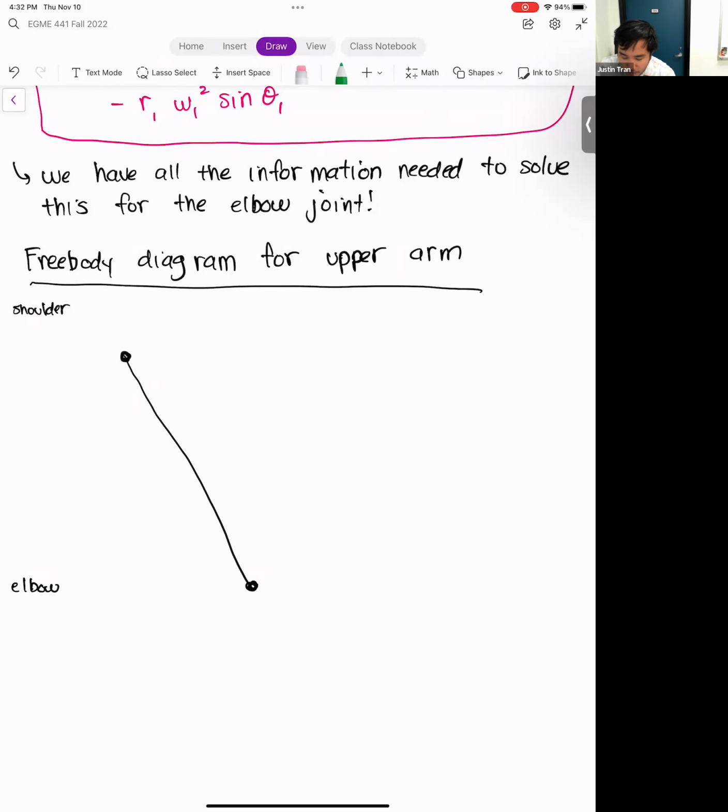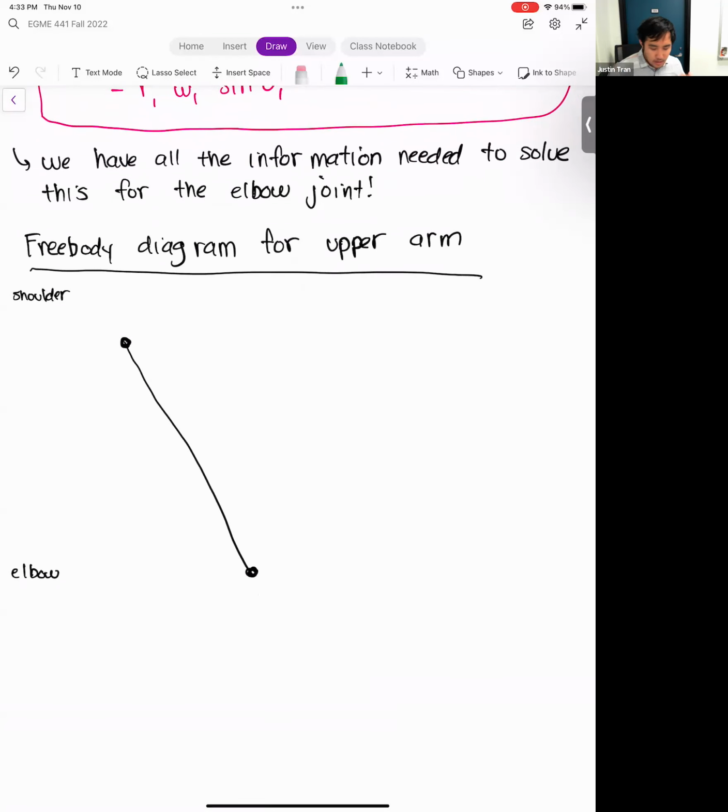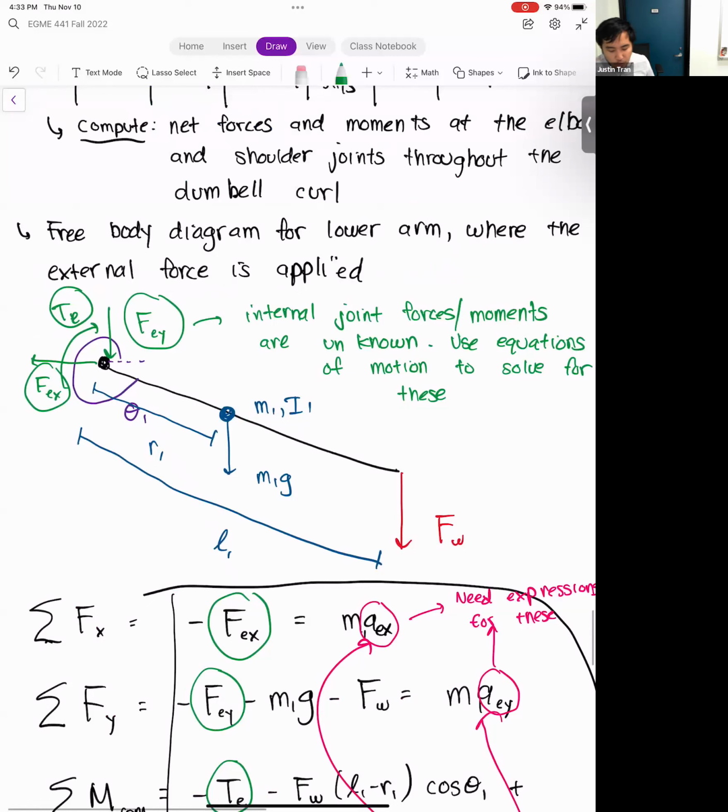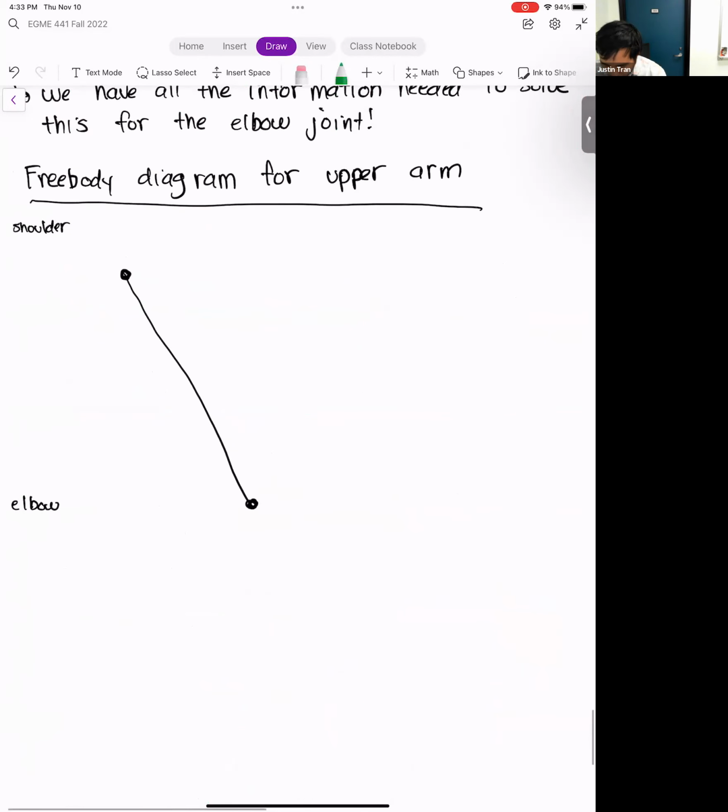And so remember our convention. Because we took the negative directions for the elbow joint from the lower arm, we said FEY is going down, FEX is going to the left, and TE is going clockwise. We have to choose the opposite directions here for the upper arm. So FEY is going to go upwards, FEX is going to go to the right, and T1 is going to go in a counterclockwise way.